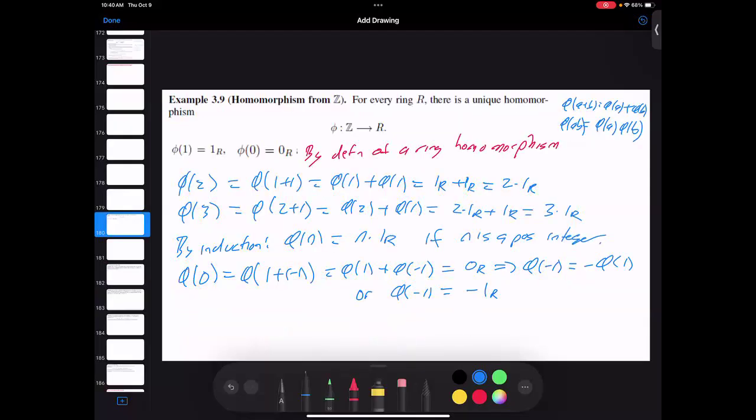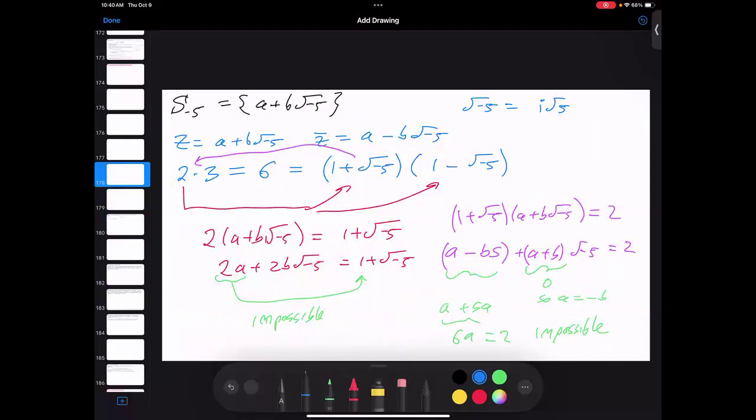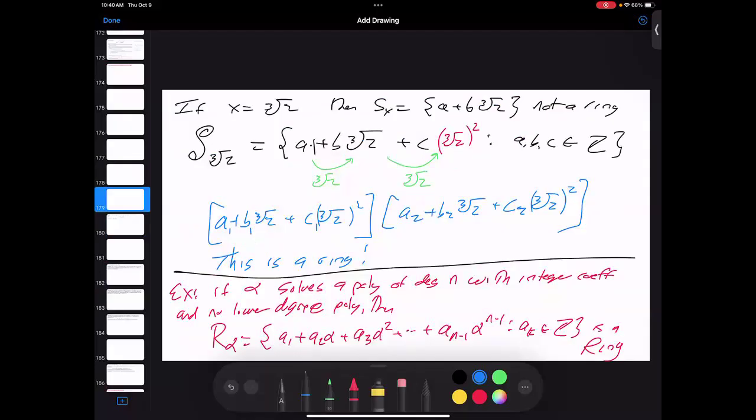You could ask, what if we go back and look at these things we were doing before? Do you think that those are going to be fields? And if so, is it going to be a field for every x or just some x? And then for the one down here, if alpha solves a polynomial of degree n with integer coefficients and nothing of lower degree, do we think that's going to be a field? So those would be great natural test questions. Can you determine if those are?